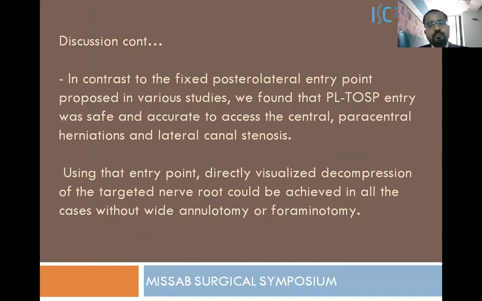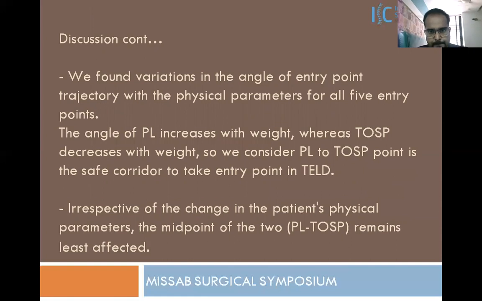In contrast to the fixed entry point posterolateral, we found PL-TOSP was safe and accurate. Why it is safe will come in the next slide. Using that entry point, direct visualized decompression of the nerve root could be achieved in all the cases. The angle of PL, posterolateral, meaning the trajectory of the needle and the scope, increases with weight, whereas the TOSP angle decreases with weight. So when we mark a PL-TOSP entry, the changes with weight are more or less the same. Irrespective of the change in the physical parameters, the PL-TOSP trajectory remains least affected.